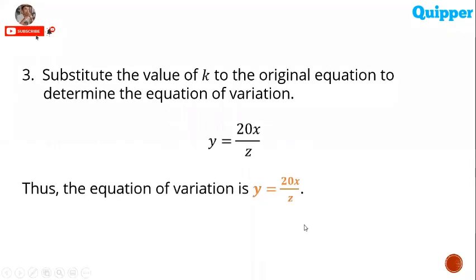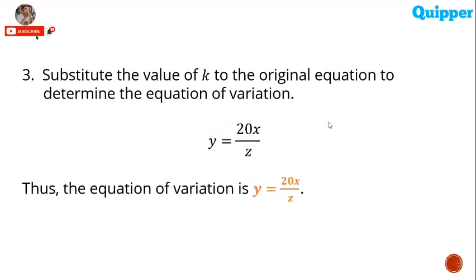Since you now have the value of the constant of variation, you now substitute the value of k to the original equation to determine the equation of variation, giving you y equals 20x over z. 20 is our value of k in the previous line. That is now your final answer for the equation of variation. Y is equal to 20x over z.